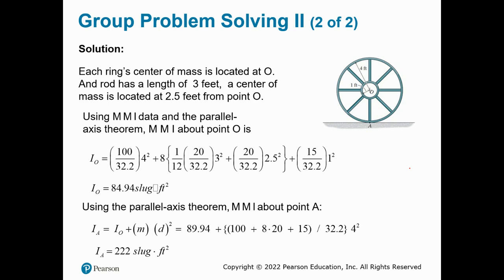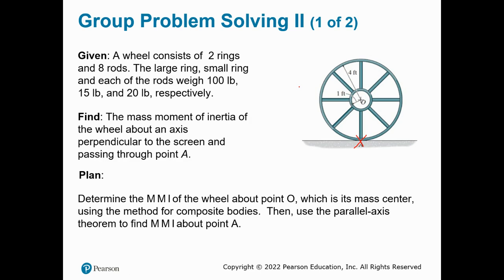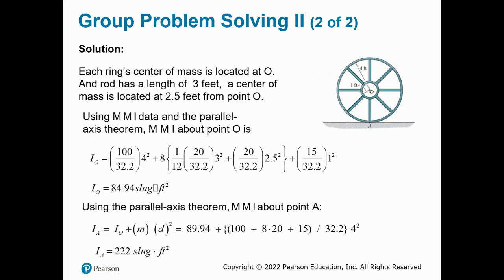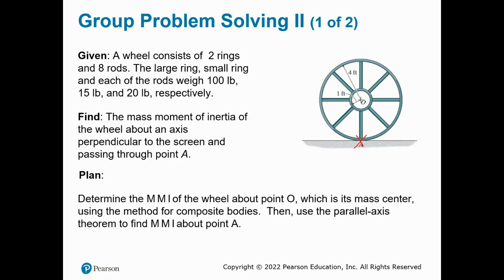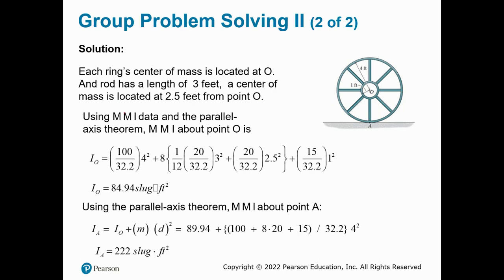Okay, so we sort of looked at these before. We know the mass of all of them. The larger ring, the ring outside, is 100 pounds. The ring in the middle, the smaller ring, is 15 pounds, and the rod is 20 pounds. The reason we divide by 32.2 is because all of them are given to us as weight. We need to convert all of them to mass. That's why you see the 100, the 20, the 15, all divided by 32.2 to give us the actual mass.